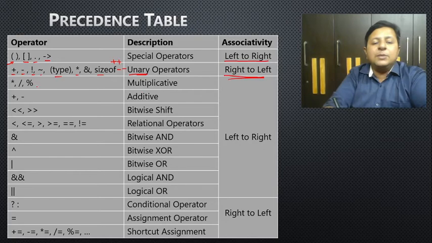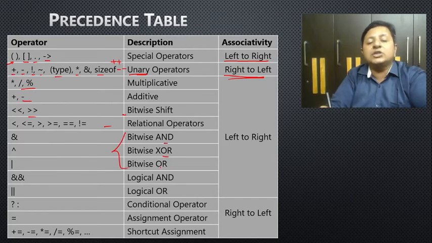Next we have multiplicative operators having higher precedence over additive operators, which we already had discussed. Then we have bitwise shift operators in sequence. Then relational operators. Then come bitwise operators: AND having higher precedence over XOR, and the least one is OR out of these three. Then we have logical operators. Logical AND has got higher precedence over logical OR.